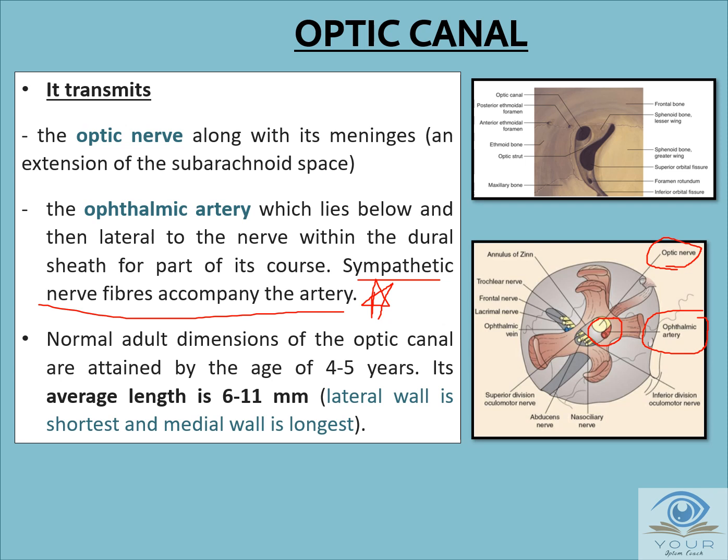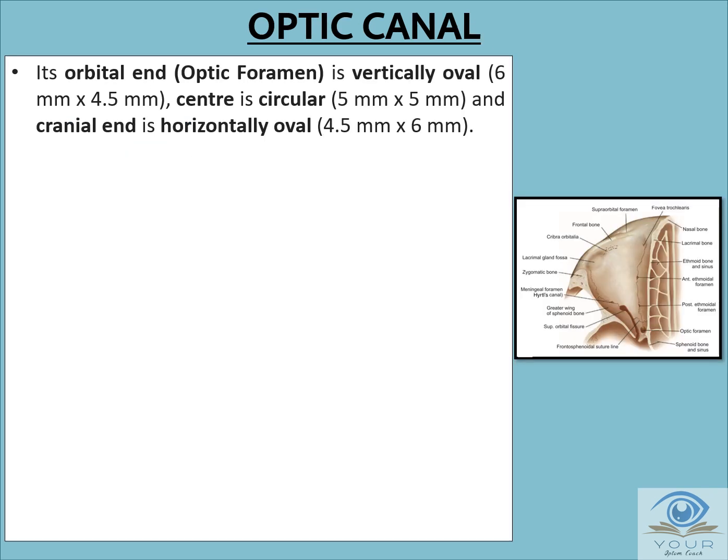Normal adult dimensions of the optic canal are attained by the age of 4 to 5 years. Its average length is 6 to 11 millimeters. Lateral wall is shortest and medial wall is longest. The orbital end of the optic canal, that is the optic foramen, is vertically oval and its dimensions range from 6 mm by 4.5 mm. The center, however, is circular, 5 mm by 5 mm, and the cranial end is horizontally oval, 4.5 mm by 6 mm.